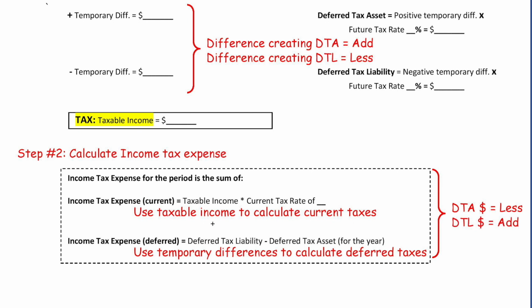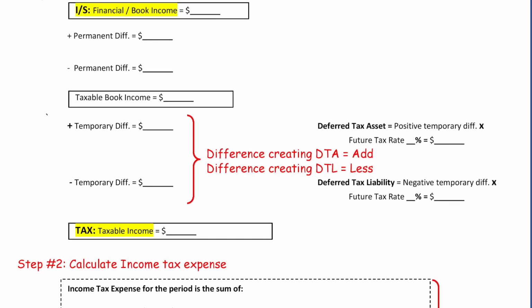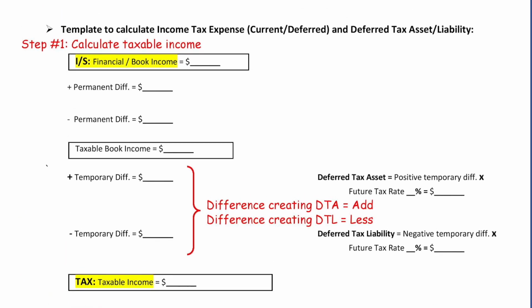The trick here is to understand that a difference creating a deferred tax asset is added in step number 1 where you're calculating taxable income. Now that difference is multiplied by the future enacted tax rate, which calculates to deferred tax asset. Now the deferred tax asset for the year, that dollar, that's less when you're calculating the income tax expense.